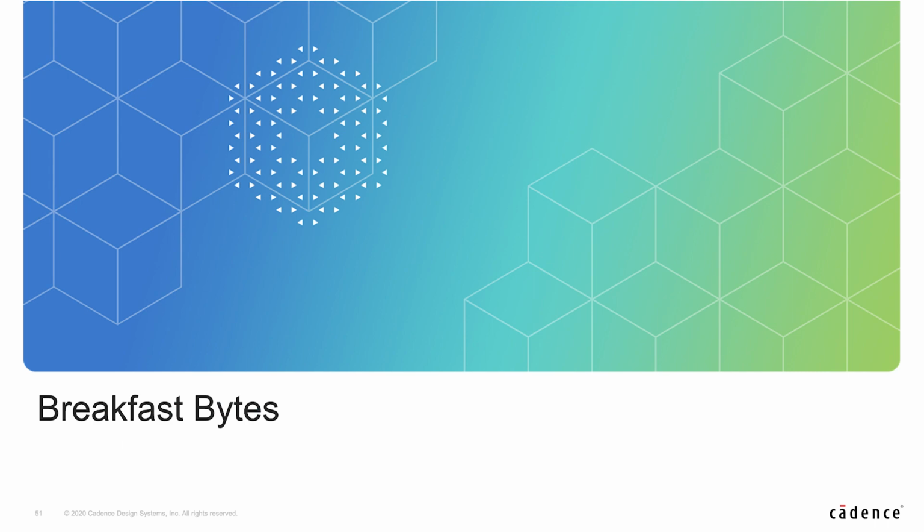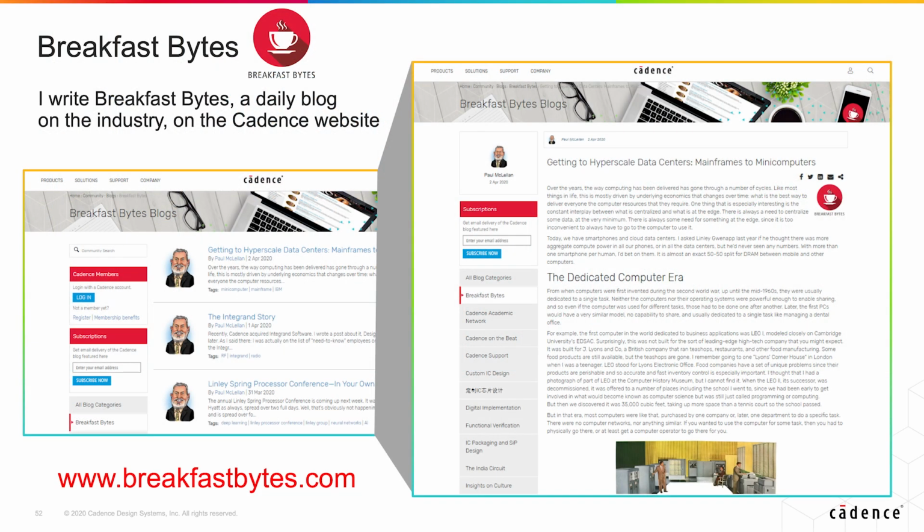So let's talk a little bit about Breakfast Bytes, which is the blog I write. It comes out daily on the Cadence website. It's not all about Cadence. Of course, when we announce a new product, I write about that. But I write about the entire industry, the semiconductor industry, the end market, some of the manufacturing stuff too. The easiest way to find it is www.breakfastbytes.com, which will take you to a much more complicated address on the Cadence website.